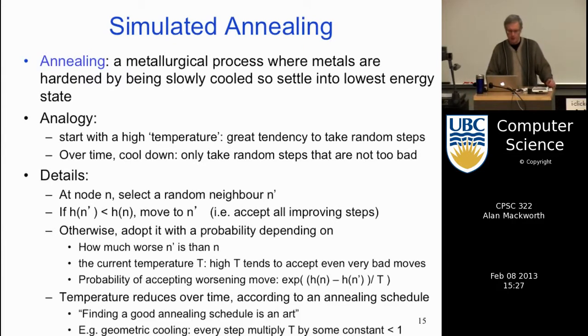And this temperature will be reduced according to an annealing schedule, as you do when you're annealing steel. Finding a good schedule is an art. So you can see, if you check out the exponential of this function here, the higher the temperature, the higher the probability that you'll accept bad moves. As the temperature comes down, that probability will get smaller and smaller.